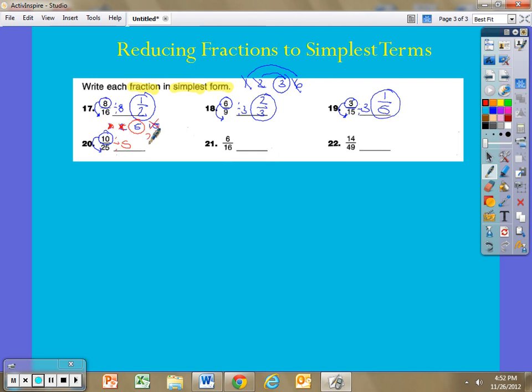10 divided by 5 is 2. 25 divided by 5 is 5. 2/5, which is equivalent to 10/25. Okay, I'm going to stop there.